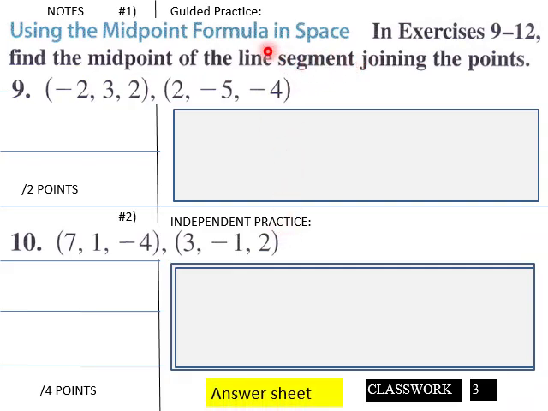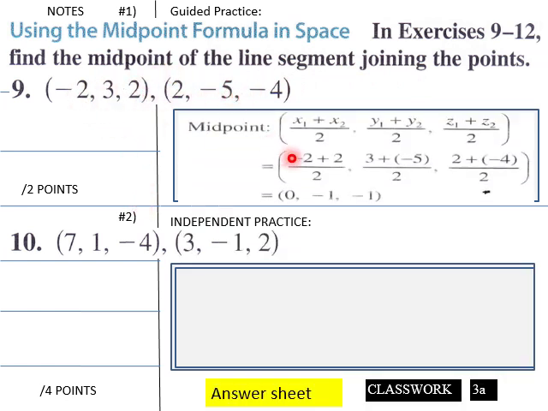And then into our guided practice, independent practice, students, this is you. We're going to find the midpoint of the line segment joining these points. Here's your midpoint formula. Then here's our plug-in: negative 2 plus 2 over 2, 3 plus a negative 5 over 2, then 2 plus a negative 4 over 2, and we come out to 0, negative 1, negative 1, which is the midpoint of the line joining these 2 points.